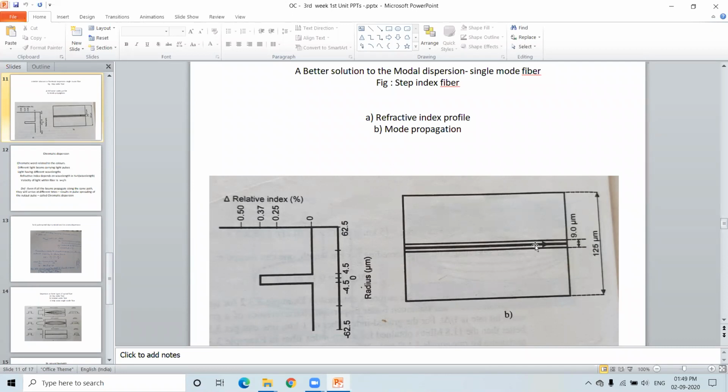Please see here, the core diameter for a single mode step index optical fiber is around 10 micrometers or less than that. Here we have shown 9; around 10 micrometers can be considered the core diameter for a single mode step index. For a multi-mode step index, it is going to be 50 to 62.5 micrometers diameter of the core. Sometimes greater than that also in multi-mode, please remember.